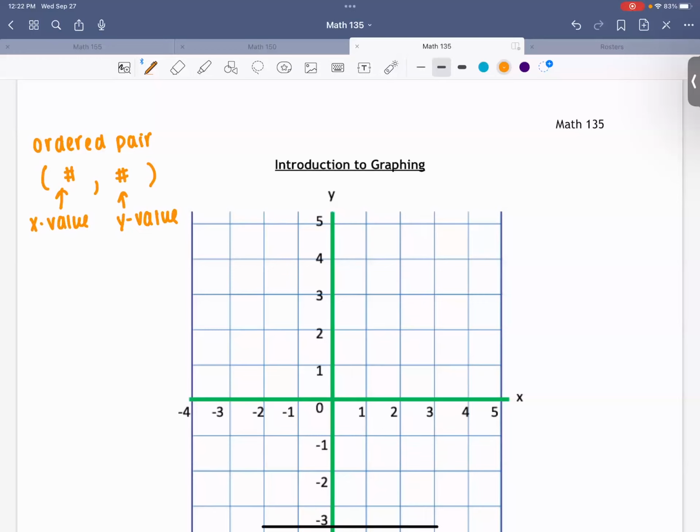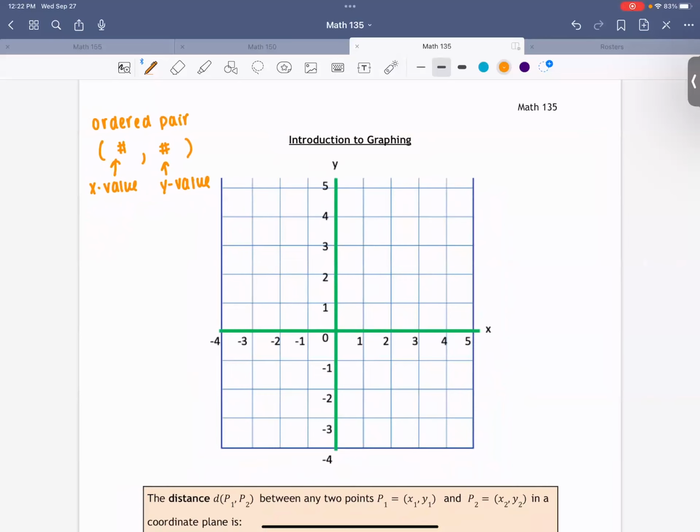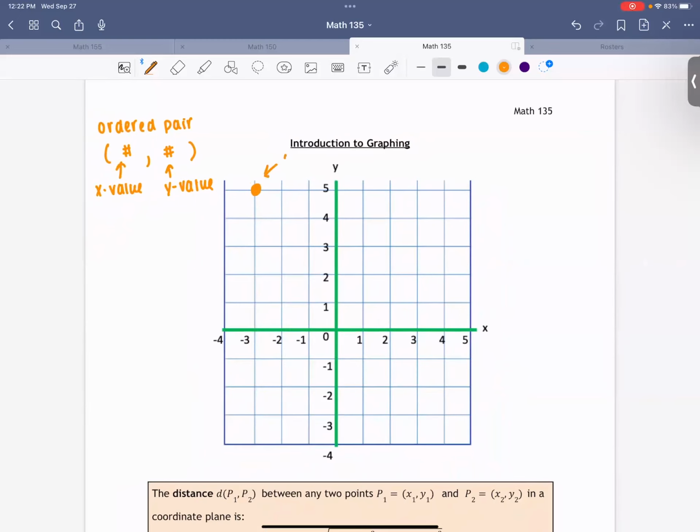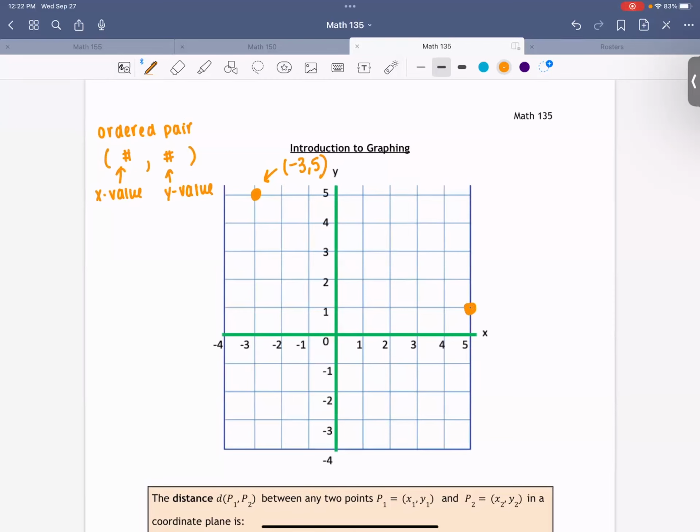So why don't we just do some practice talking about ordered pairs here. I'm going to plot this point here kind of near the corner of the graph. If I were to talk about this point on the graph, the X value that it's at is -3, right? The Y value that it's at is 5. So I could say this point is -3, 5. I'll do one more. We have a point here when X is 5 and Y is 1. This would be 5, 1. Okay. So we can plot points on a graph.